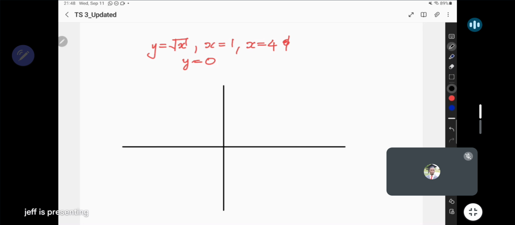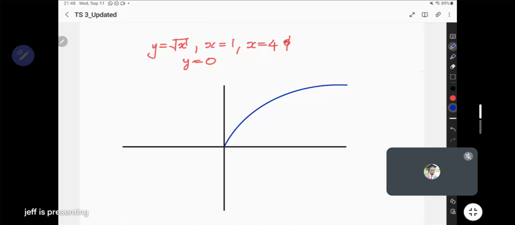So first, the key one is y equals root x. You have to know the shape of that graph. Y equals root x, of course, it's going to curve this side. So let's say that is y equals root x.